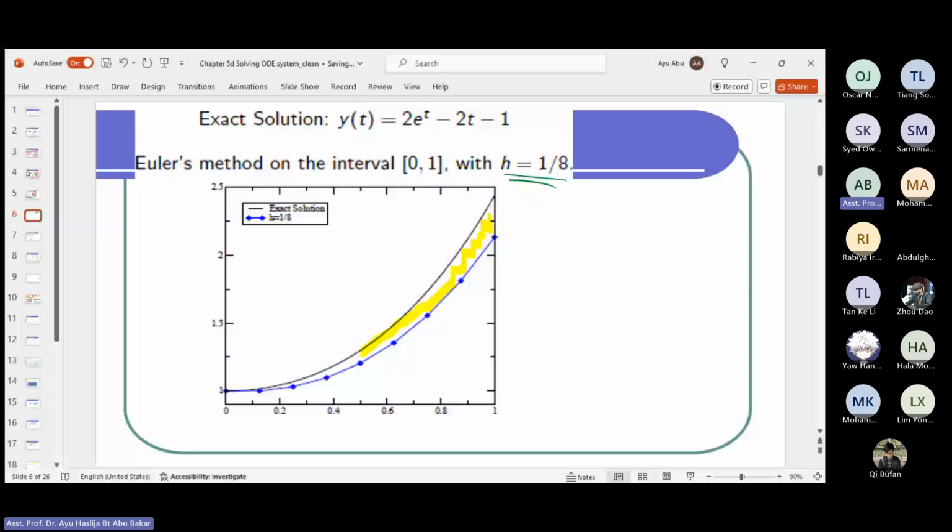So Euler's is predicting the next point. The smaller the h, the smaller the error. Similar to the integration before this. The more segments, the smaller h, you'll get more accurate values. So this one is when h equals 1/8. So you will have more data points. Then the error also reduces.